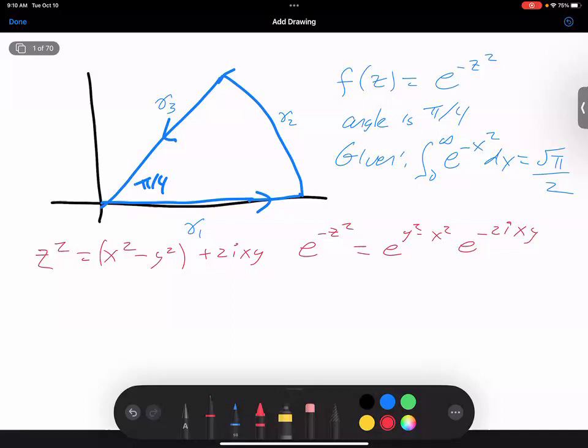The e to the negative x squared is great. The larger x is, the smaller that's going to be. The problem is the e to the y squared, and y could be quite large. But the good news is y can't be larger than x, right? Because the intersection is at the 45-degree point. And so we know the worst case scenario is y equals x, and at that point it's of size 1.